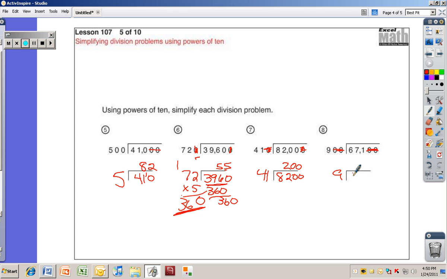9 into 671. Which is easy. 9 goes into 67, 7 times. 7 times 9 is 63. Remainder 4. 9 goes into 41, 4 times, which is 36. Remainder 5.